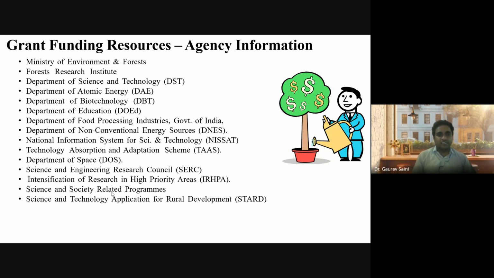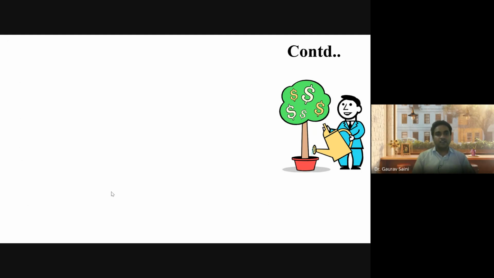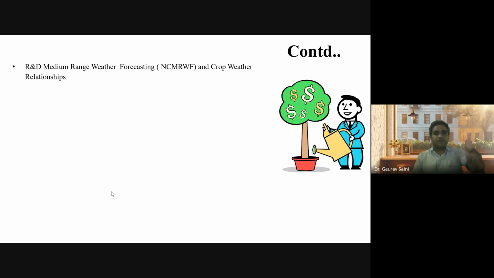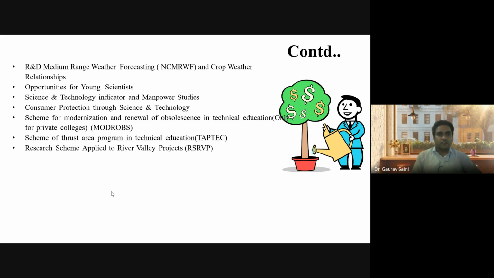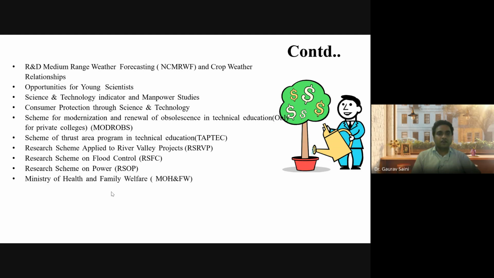These are different kinds of agencies that can be approached for science and technology application for rural development, because in rural areas we can approach for some of the agricultural activities. Science and technology for various sectors, and we have R&D, medium range weather forecasting and crop weather relationships, opportunities for the young scientists. I think everybody knows all these agencies, so they can be approached for the funding part.